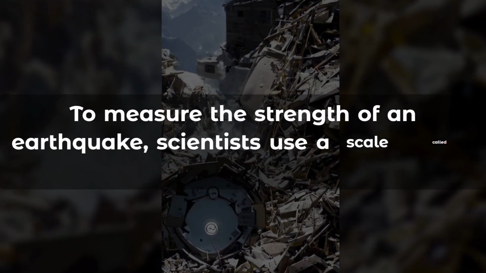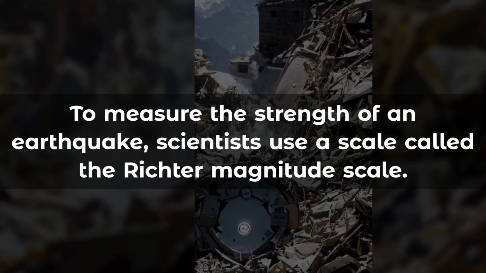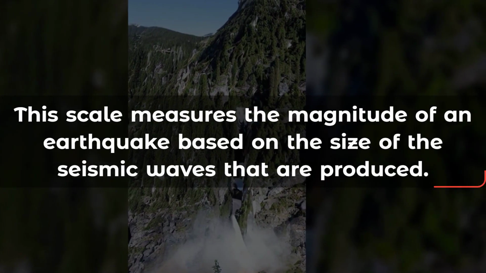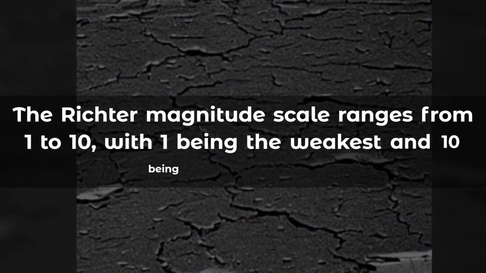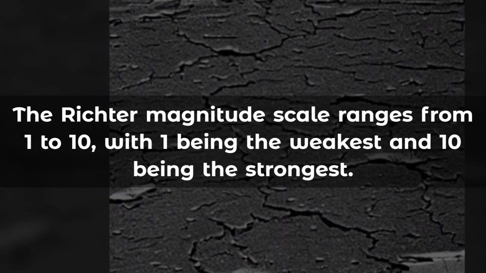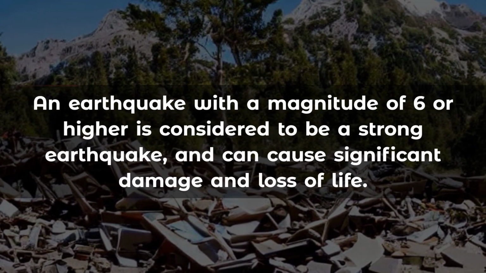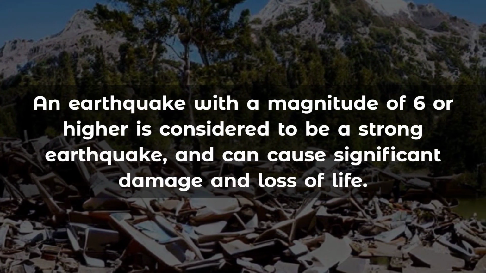To measure the strength of an earthquake, scientists use a scale called the Richter magnitude scale. This scale measures the magnitude of an earthquake based on the size of the seismic waves that are produced. The Richter magnitude scale ranges from 1 to 10, with 1 being the weakest and 10 being the strongest. An earthquake with a magnitude of 6 or higher is considered to be a strong earthquake, and can cause significant damage and loss of life.